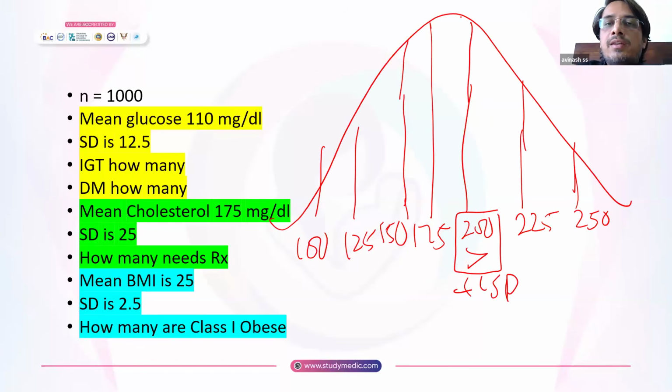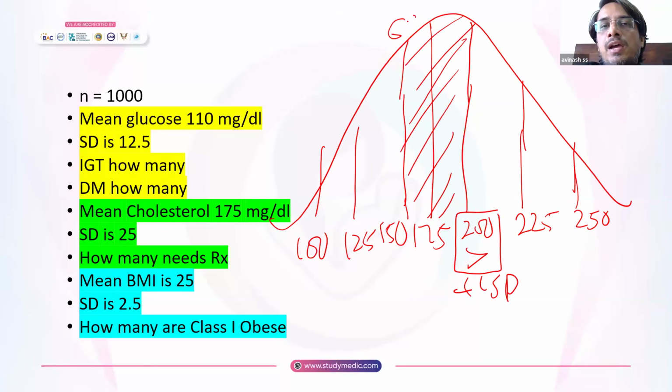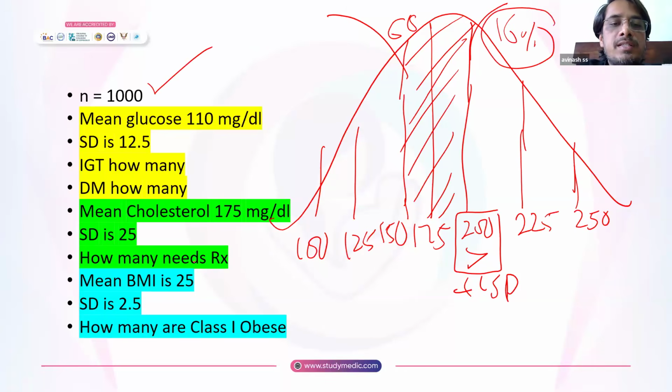That means how much do we calculate? Within plus or minus 1 SD, 68% will be there. Outside, 32%. More than 1 SD is around 16%. Approximately 16% of the 1000 is around 160. So around 160 women here may need treatment is our diagnosis.